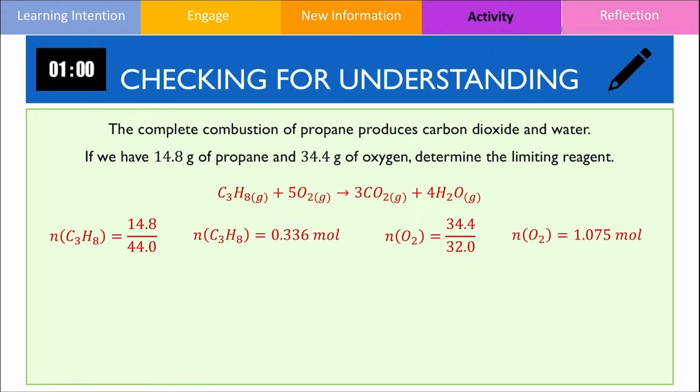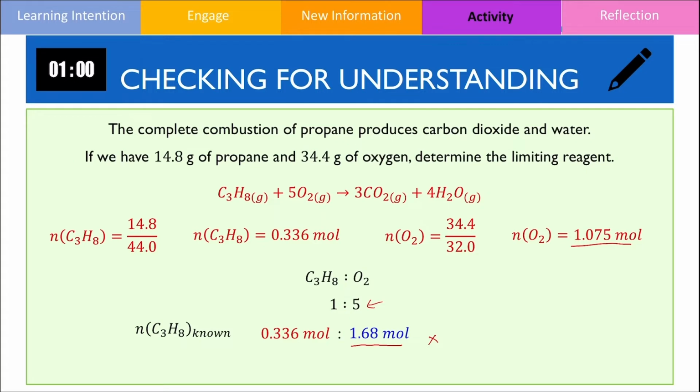What I'll do next is use mole ratios to find the calculated ratios using each known substance. In this question, we've got 0.336 moles of propane, hence the amount of oxygen required to completely react with propane should be 5 times this amount over here. Based on this ratio, we know that propane cannot be the limiting reactant at all because we need 1.68 moles of oxygen when we only have 1.075 moles.